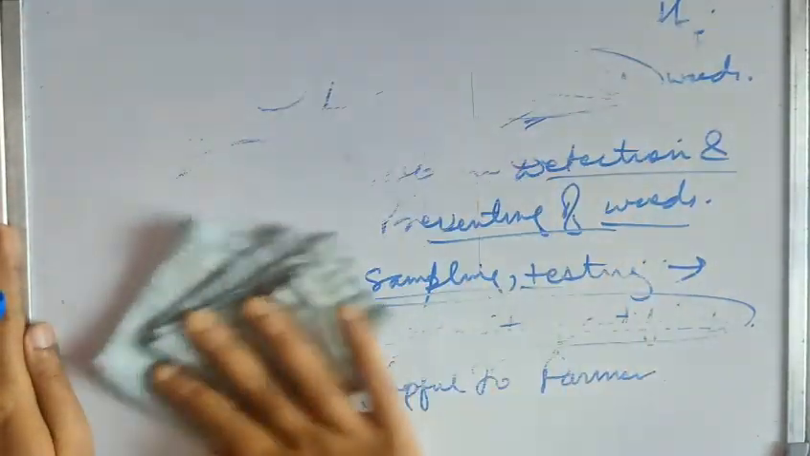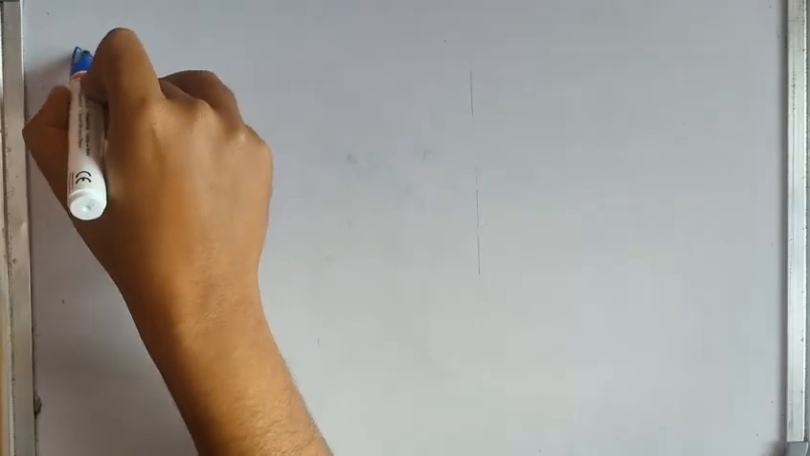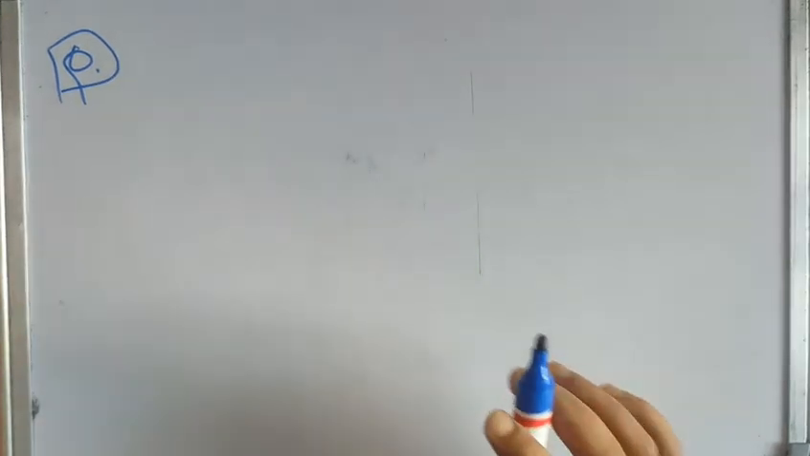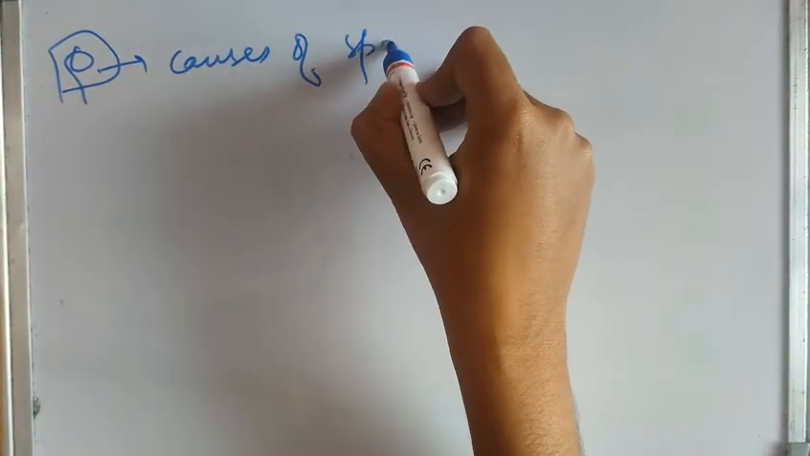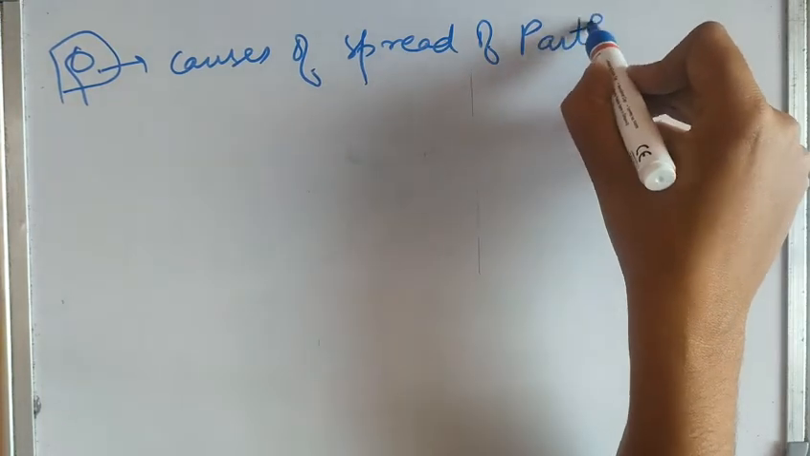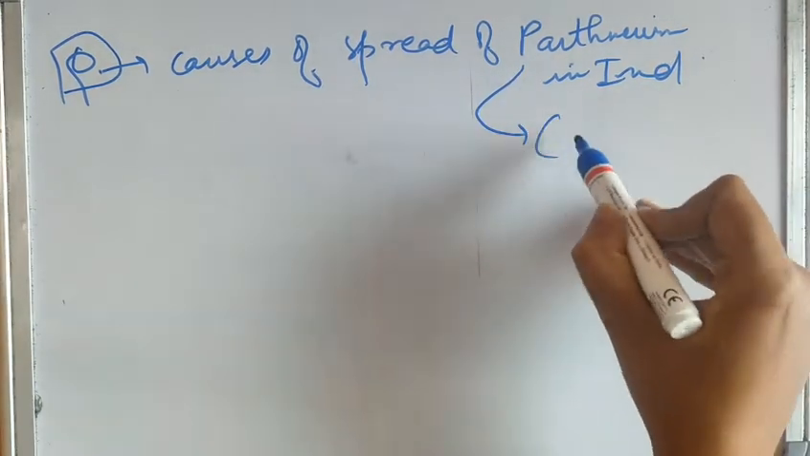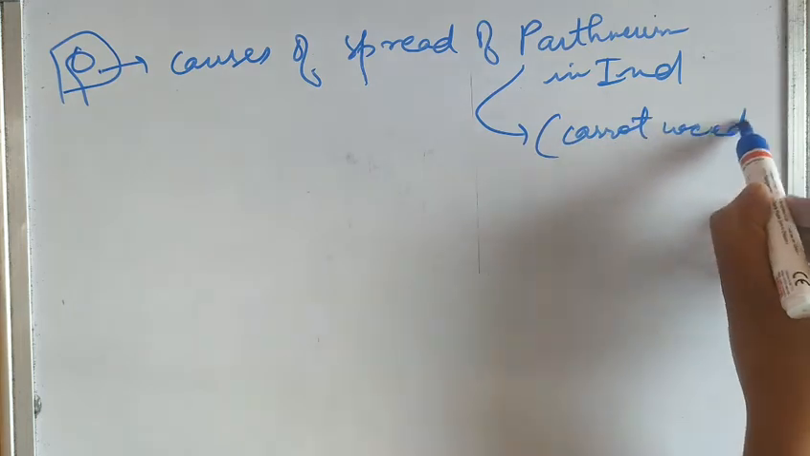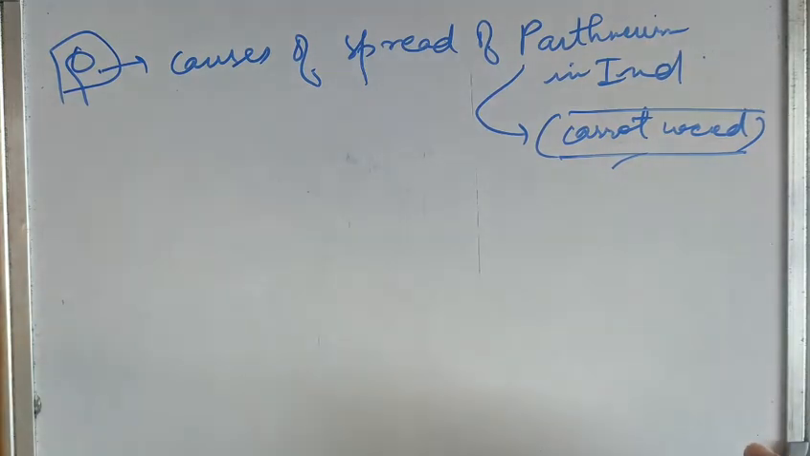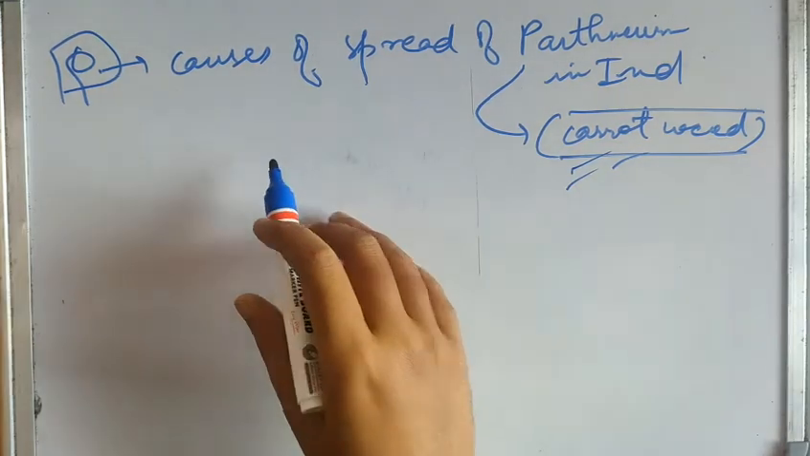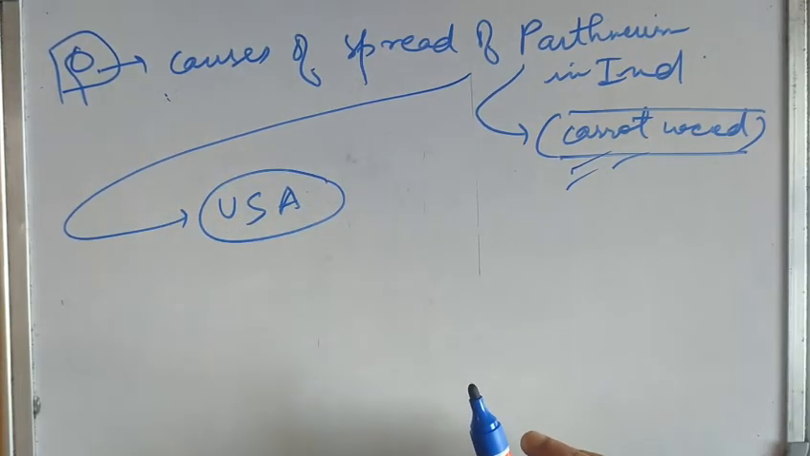Now one more important question that has been asked in previous years, and I think you should know it. That is causes of spread of Parthenium in India. Parthenium, a very common weed found in almost every place in India. So what led to the spread of Parthenium in India? Parthenium is also known as carrot weed, and I hope you would have seen it in your surroundings. You can search Google for carrot weed and see the image. Parthenium came to India from USA, so it is an exotic weed that came to India from USA.